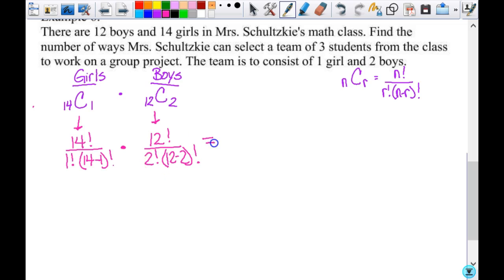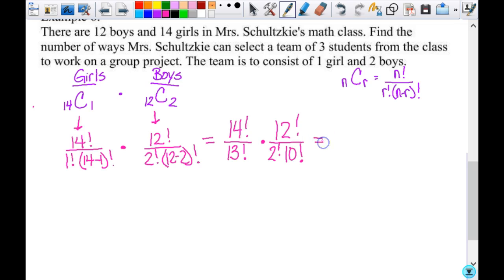So that's equal to, starting with this first one right here, 14 factorial. What's 1 factorial? 1. So is this even relevant to me right now? No. All right, then 14 minus 1, which is 13 factorial. Times, then I got to take care of the boys, 12 factorial divided by 2 factorial times 10 factorial. Everybody with me so far?